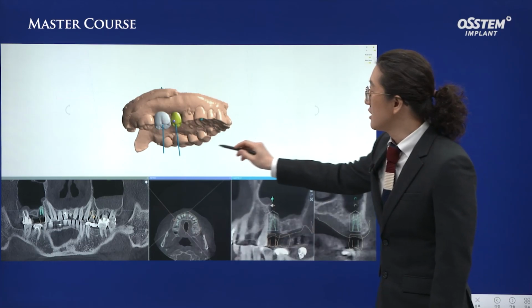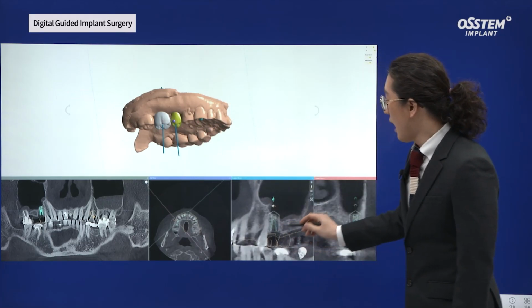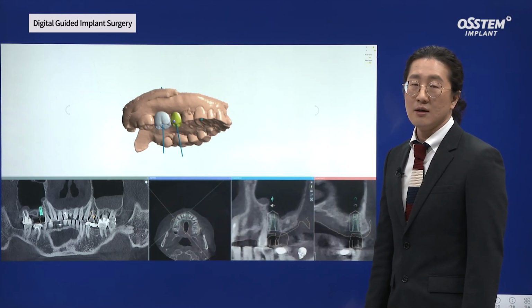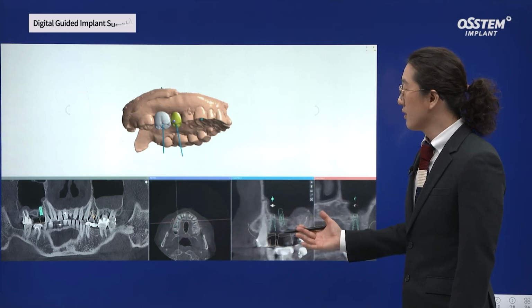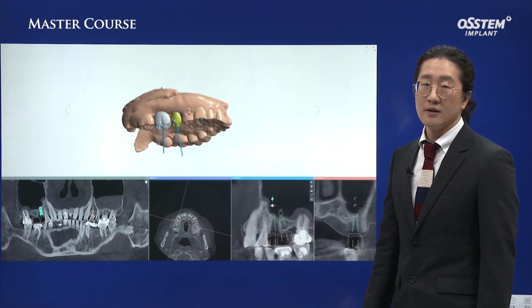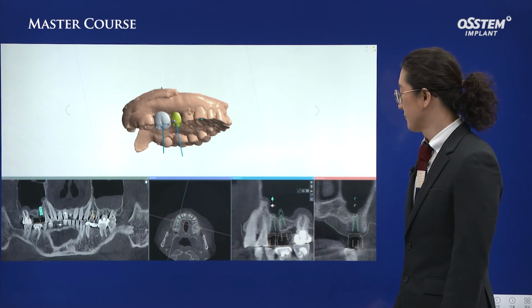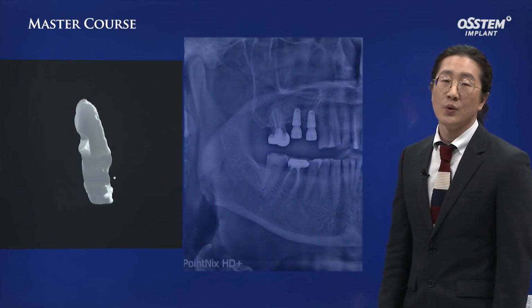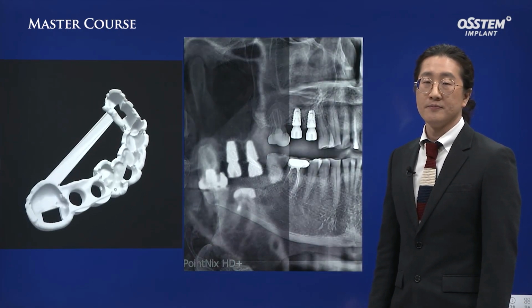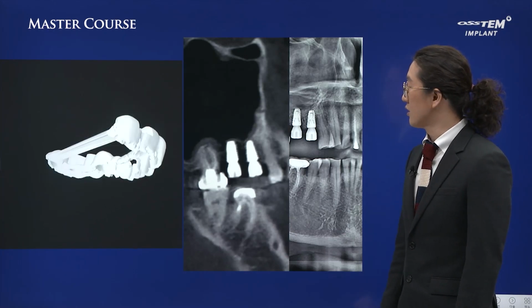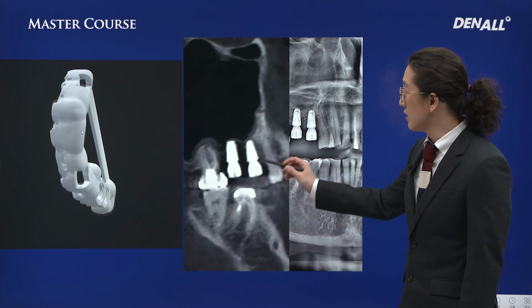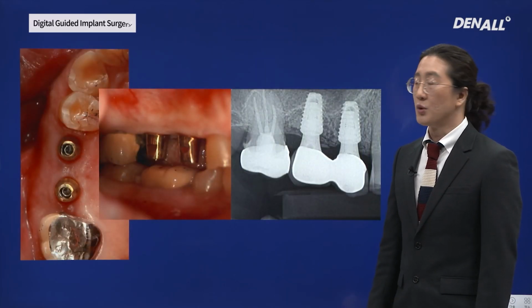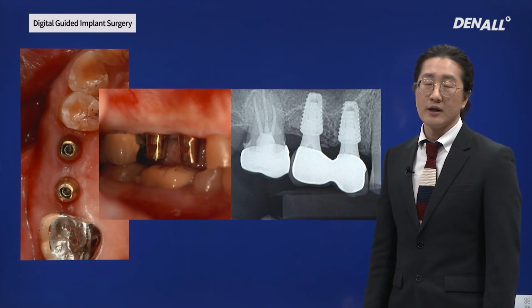We can overcome the downside of analog guide. We can utilize surface teeth data and bone data to fabricate digital guide. We can get a tool where we can apply it realistically in surgery. Surgery was performed using the fabricated guide. On the CT, you can see implants have been positioned nicely. In this case, a crestal approach was used and prostheses were delivered.